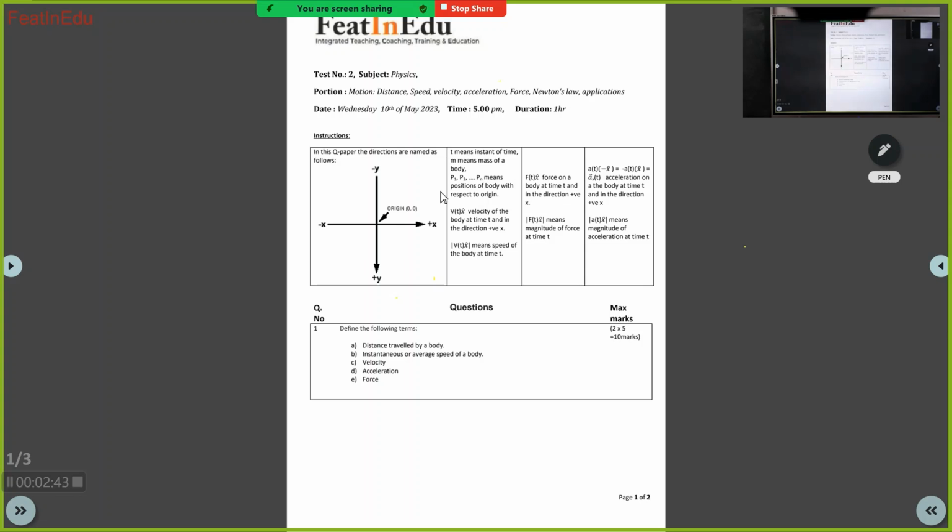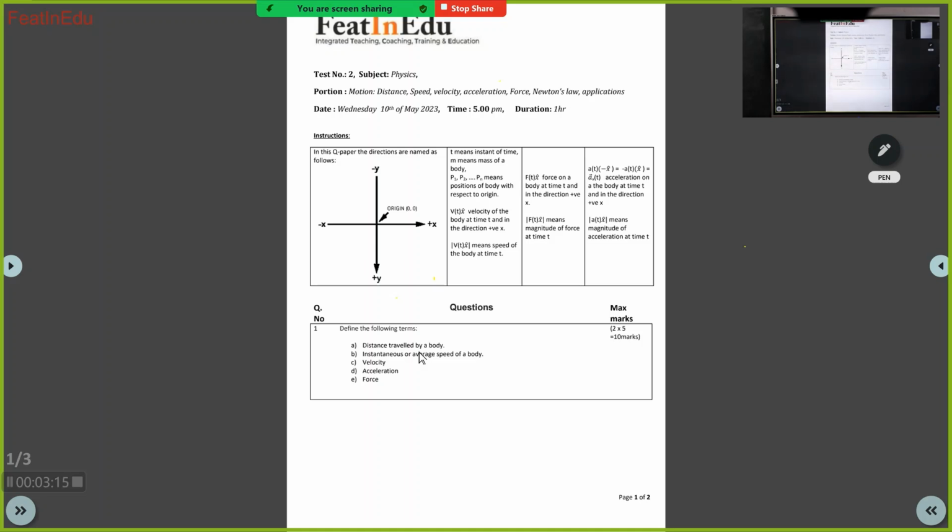Got it? Yes. Then if I give you a vector and ask you what is the magnitude of the vector, then you will write the vector and 2 lines. That means you are specifying the magnitude of the vector. Magnitude of velocity is speed. That is the idea. Okay? So I have explained everything here, and then I have asked the first question. Define distance traveled by a body. Okay, usually use the word distance.